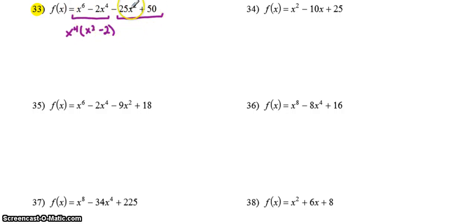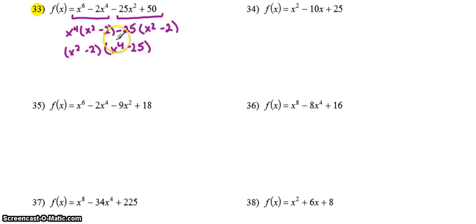The second two terms also have a common factor. They have a common factor of negative 25. If I divide that out, I'm left with, again, x squared minus 2. So now I've got two binomials, x squared minus 2 and x squared minus 2, and they're the same. What I can do now is factor both of those out of the entire expression. So we have x squared minus 2, and then what's left is x to the fourth minus 25.